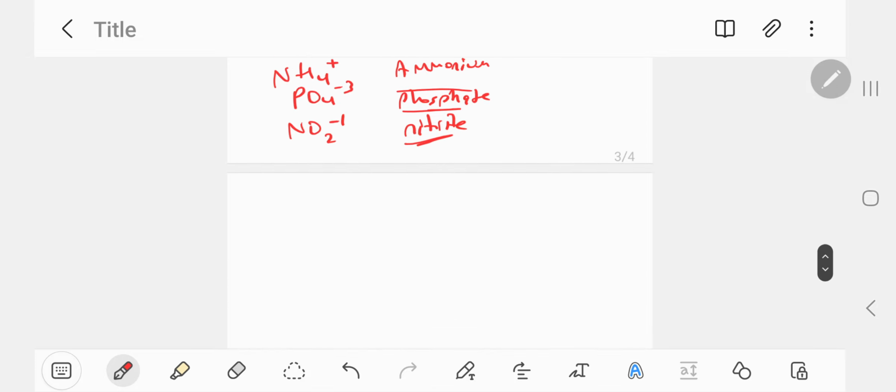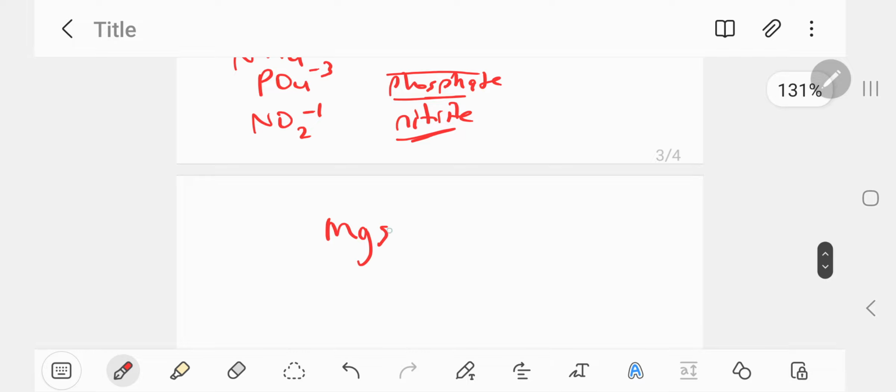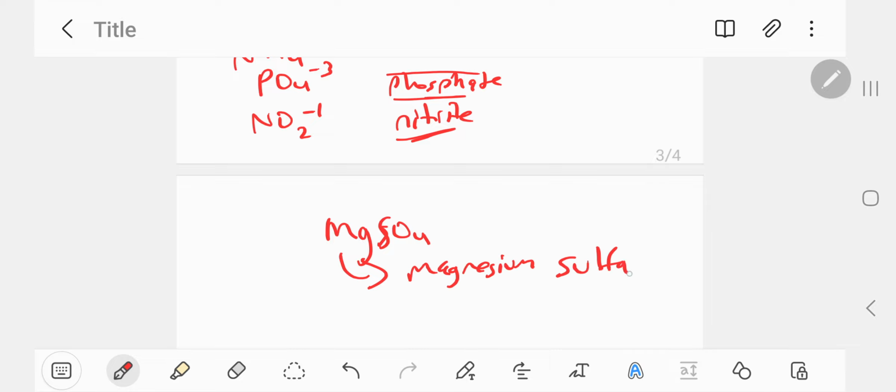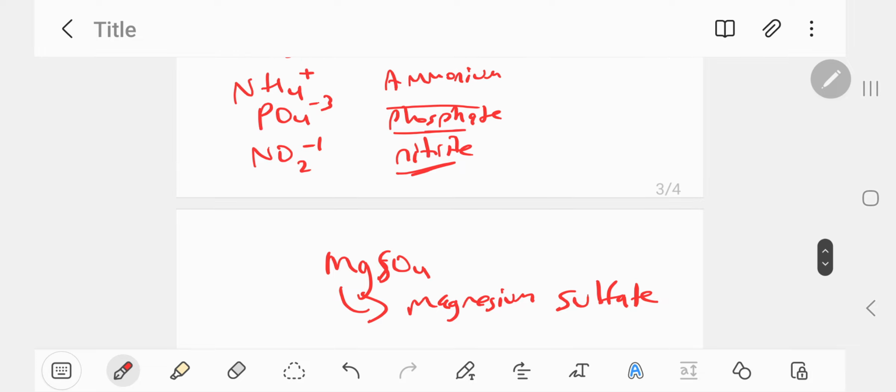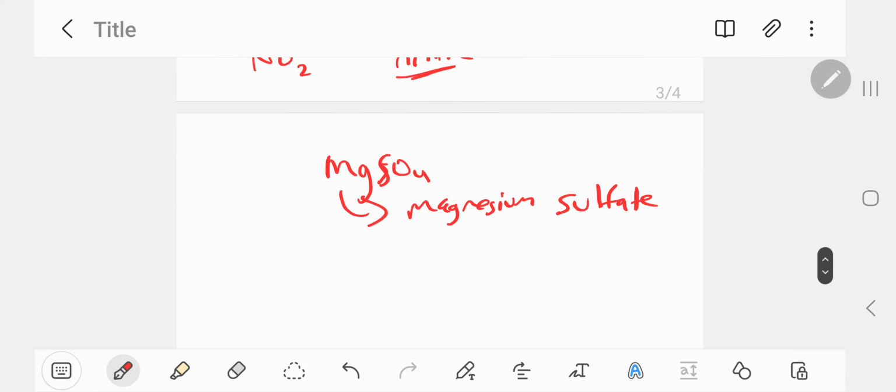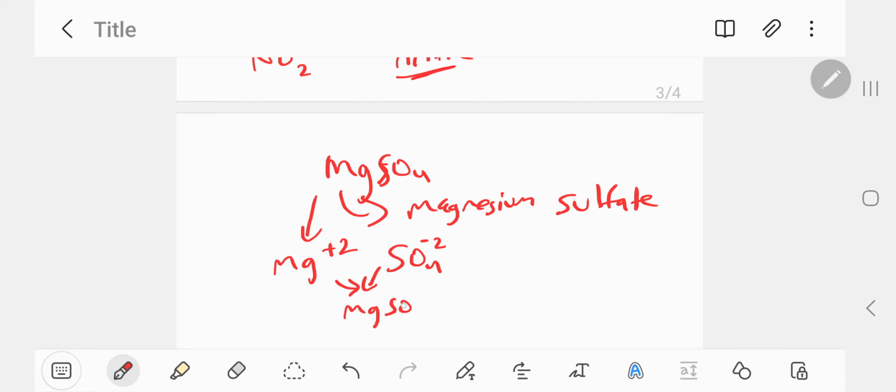So for example, MgSO4, the way you name this, students get confused when they think the S and the O are separate. They're not. You get magnesium sulfate, because sulfate is SO4 2-. Magnesium is in group 2, if you separate them out. So it's got a valency of +2, it's a metal. Sulfate is SO4 2-. The 2s cancel out, and you get MgSO4. Magnesium sulfate.